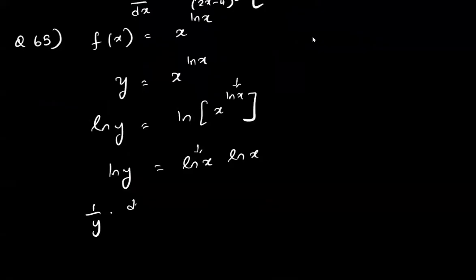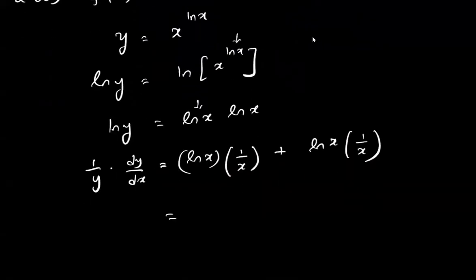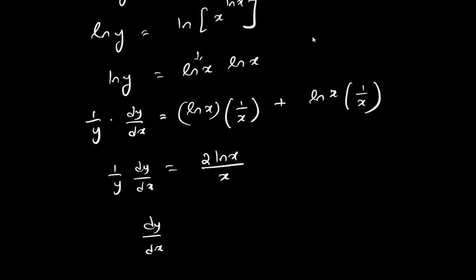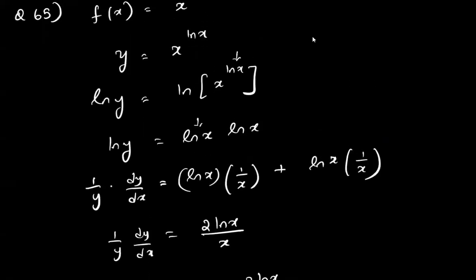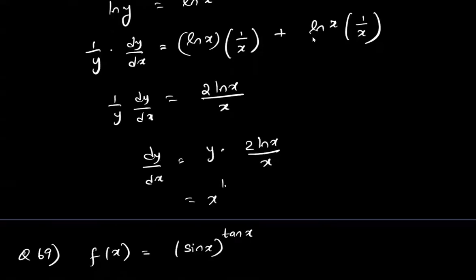So I have 1 over y dy dx equals ln x times 1 over x plus ln x times 1 over x. So this is ln x over x, but 2 times. So 2 ln x over x is 1 over y dy dx, which means my dy dx is nothing but y times 2 ln x over x. But what is my y? x to the power of ln x times 2 ln x over x.